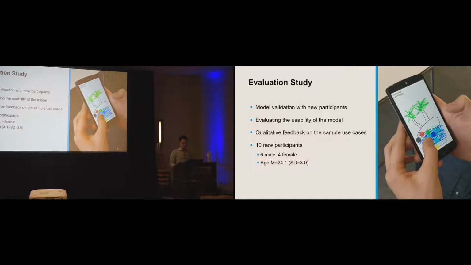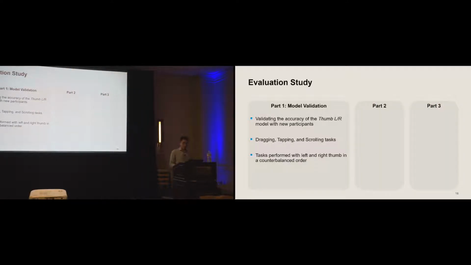And for this study, we recruited 10 participants who did not participate in the previous study. So the study consists of 3 parts. In the first part, we used the exact same tasks as in the data collection study to collect a validation set. And this set enables us to validate the model accuracy with data from users who were neither involved in the training nor in the testing process.